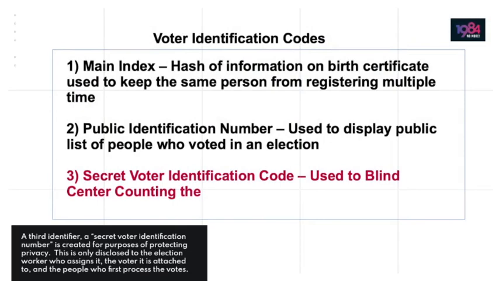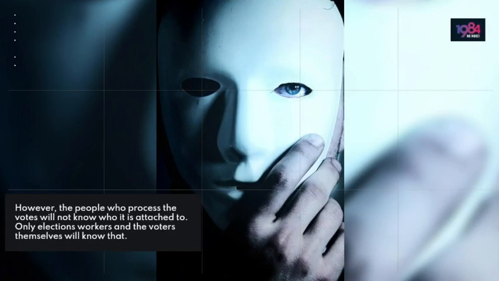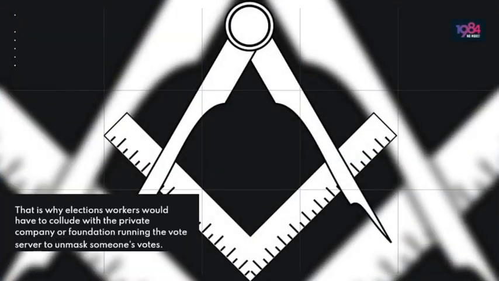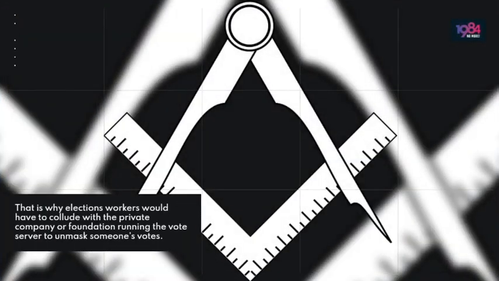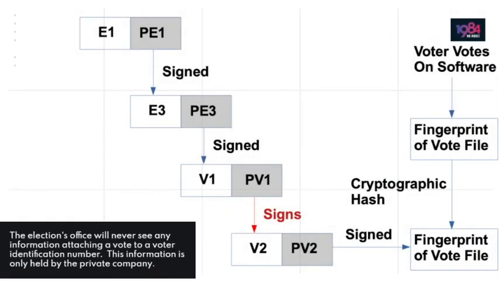This is only disclosed to the election worker who assigns it, the voter it is attached to, and the people who first processed the votes. However, the people who process the votes will not know who it is attached to. Only elections workers and the voters themselves will know that. That is why elections workers would have to collude with a private company or foundation running the vote server to unmask someone's votes. The elections office will never see any information attaching a vote to a voter identification number.